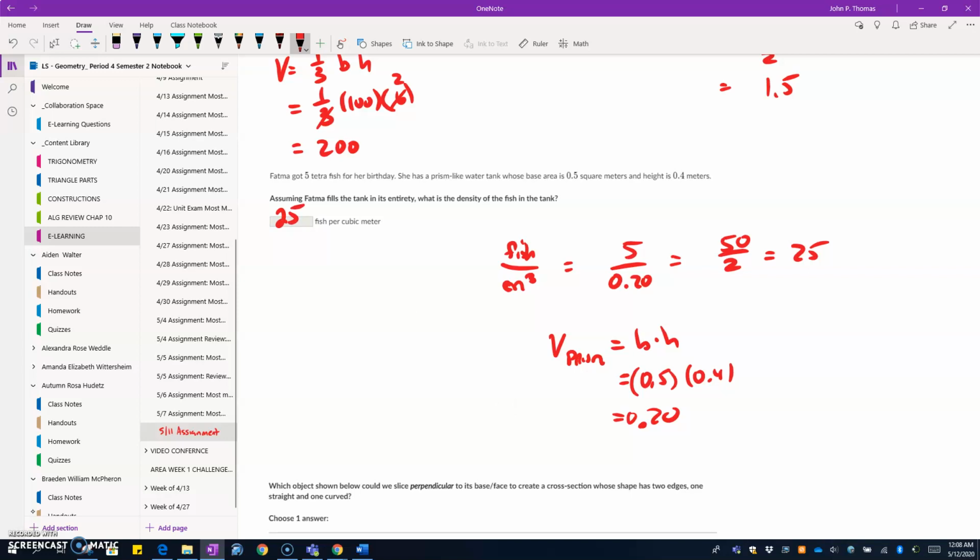25 fish per cubic meter, because we had 5 fish and we have 0.2 cubic meters. So it's 5 over 0.2, that's 50 over 2, which is 25. So 25 fish per cubic meter.